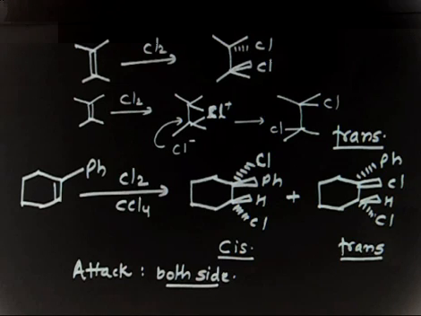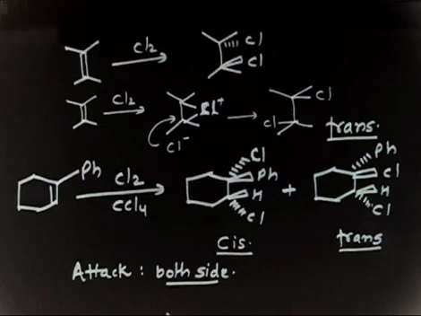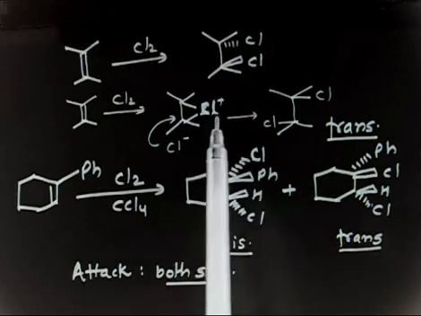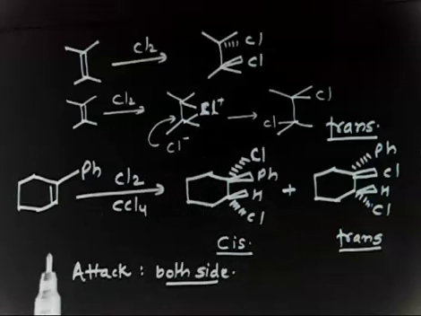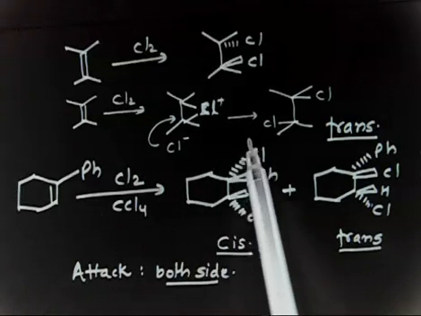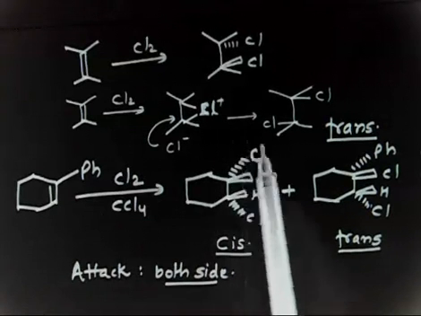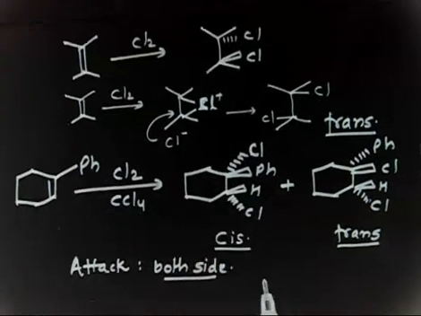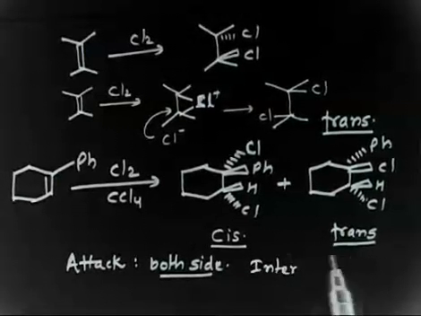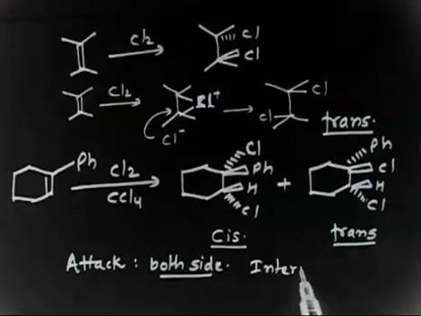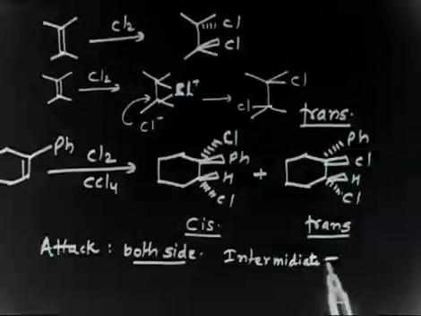Okay, if you have written, then I can clearly say, since attack is from both sides, this suggests the intermediate should be a carbocation. This time the intermediate should not be a cyclic intermediate. This time it should be an open intermediate, and this is a carbocation. This is not a cyclic halogen ion. So because of the experimental result, cis and trans, the intermediate must be a carbocation. Are you getting or not?